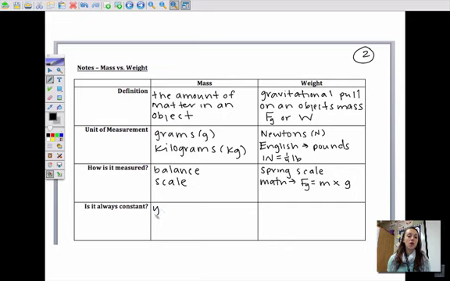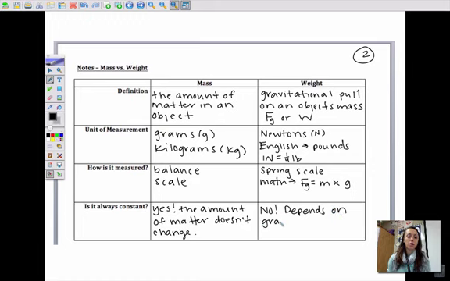Mass is always constant because the amount of matter doesn't change. But weight is not constant. It depends on the gravitational pull of where you are.